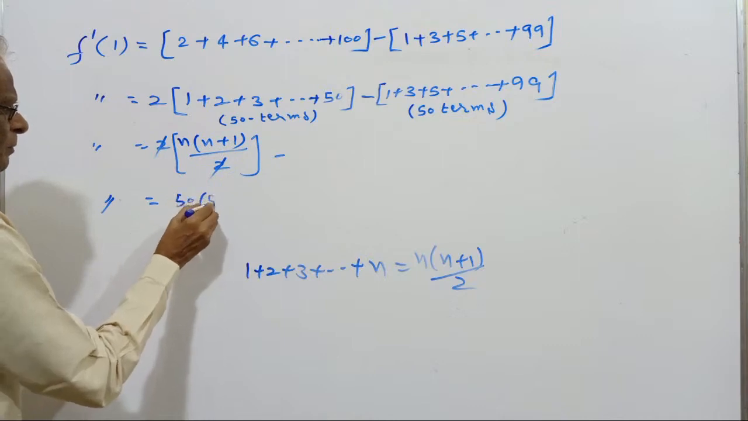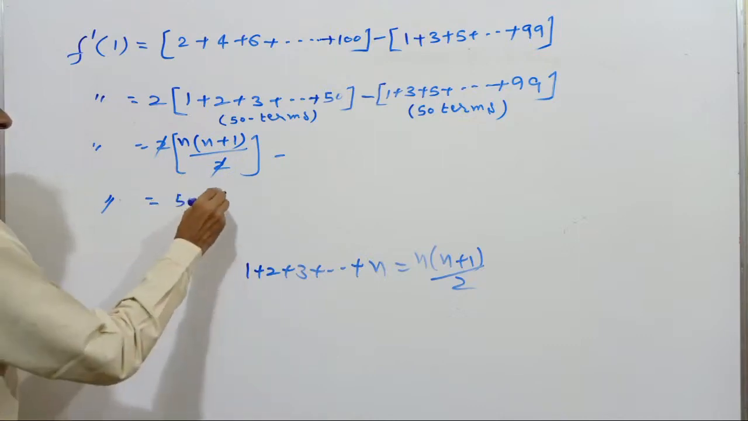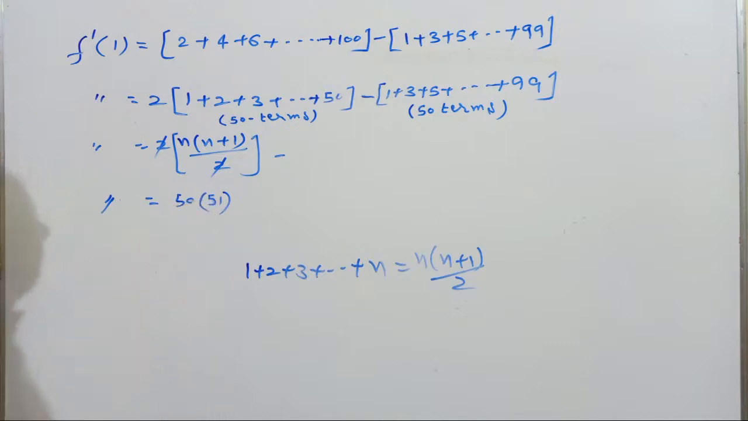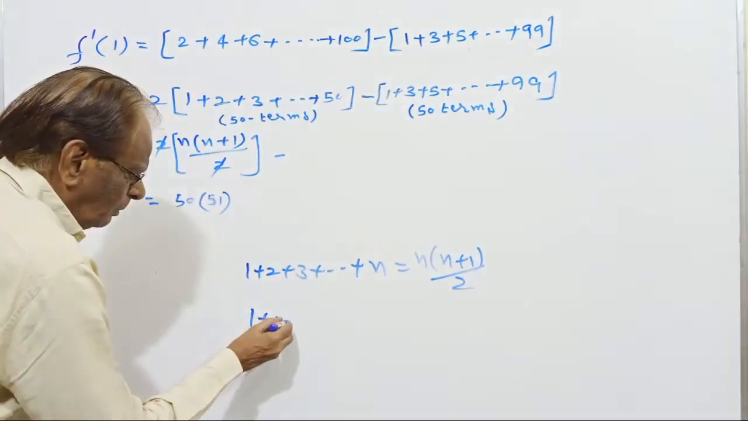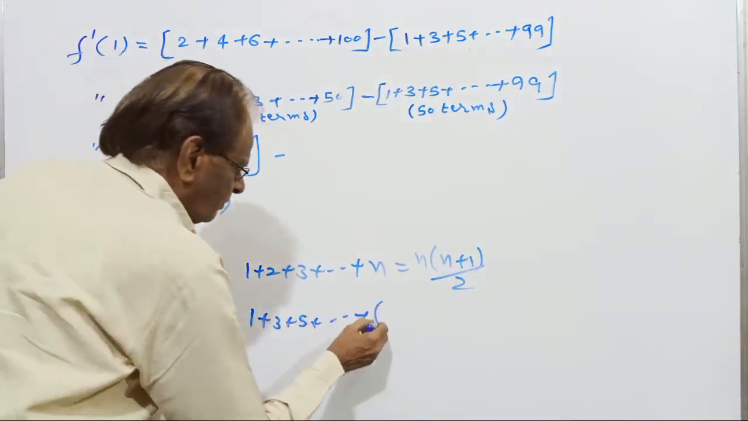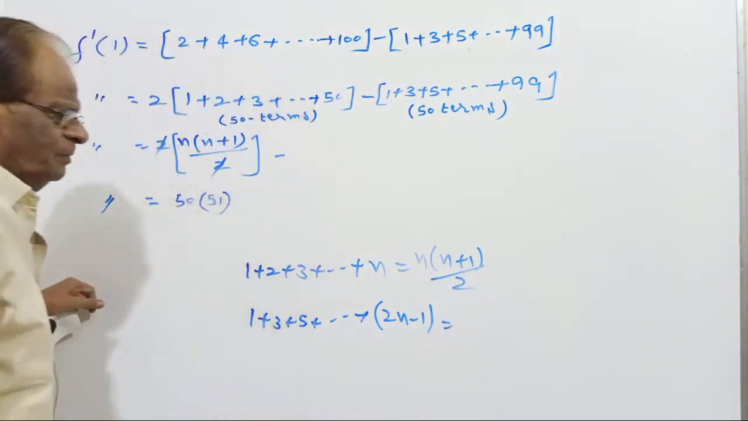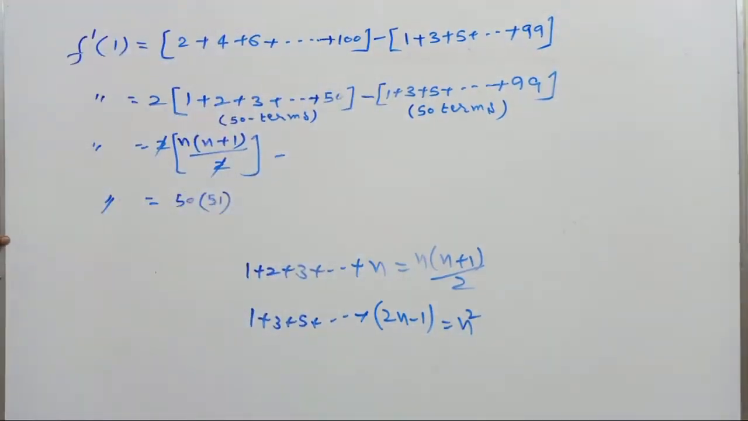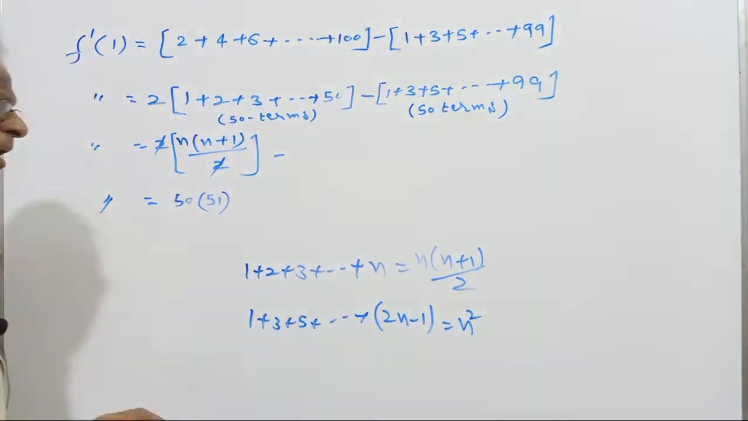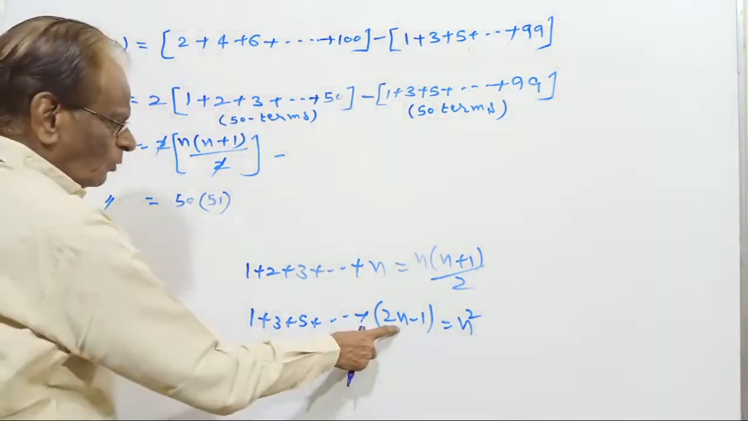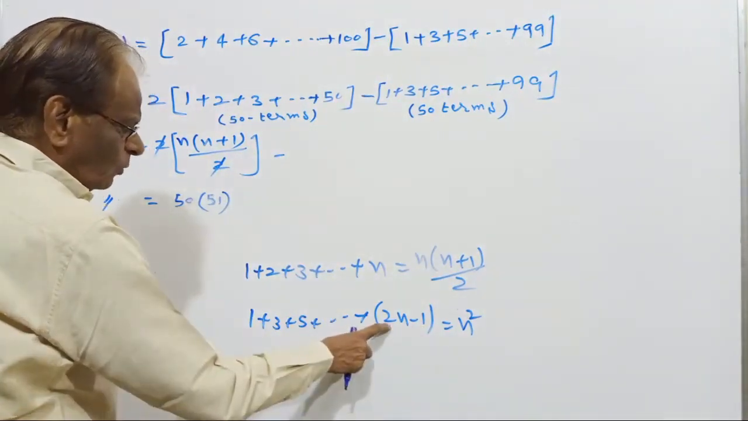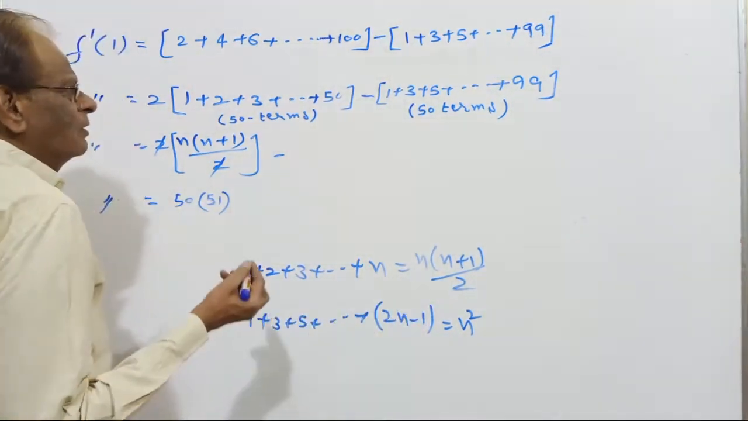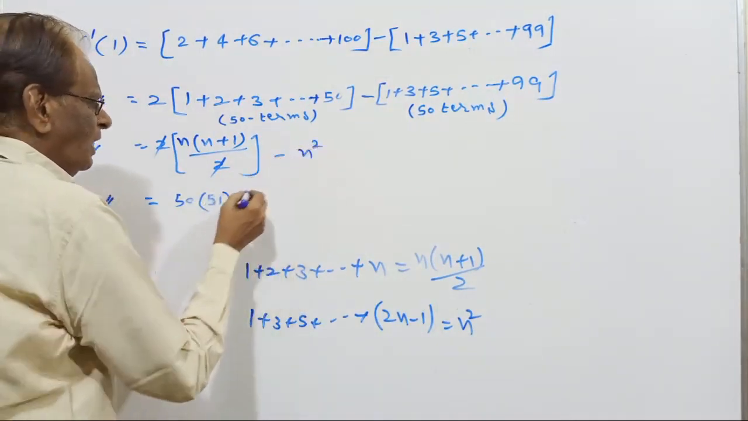So 50 into 50 plus 1. Here 1 plus 3 plus 5 plus dash dash plus 2n minus 1 equal to n square, the sum of all odd numbers. If you put n equal to 1, 2 minus 1 is 1. If you put n equal to 2, 2 into 2 is 4, 4 minus 1 is 3. This is the standard statement, n square. N is 50.